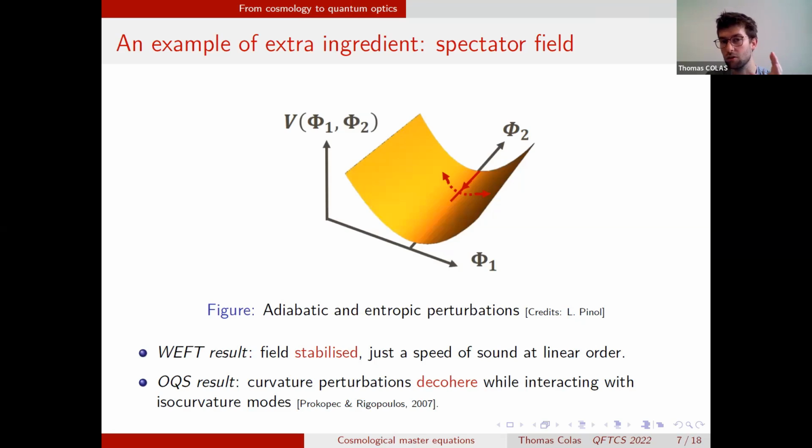Now, if I consider the same problem from another perspective, which is that of open quantum system theory, I will realize that even if the light degrees of freedom barely interact with the heavy one, it is usually enough to lead to quantum decoherence of the curvature perturbation. So to better understand this point, we need to develop this open quantum system approach.